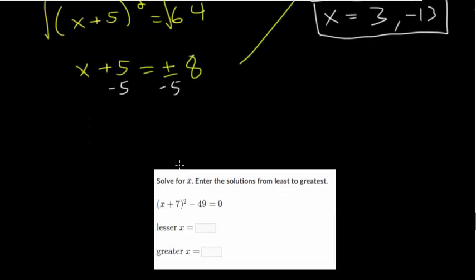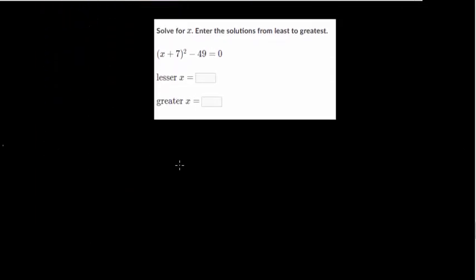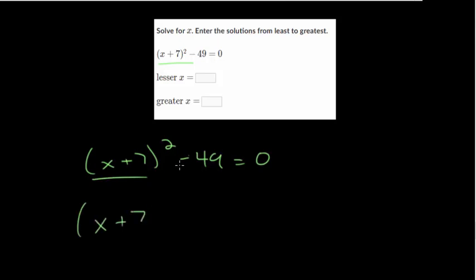So let's keep going. We're going to do 2 more of these, where you have this expression squared. So I'll rewrite it, x plus 7 squared minus 49 is 0. Let's solve it for the squared term. So add 49 to each side. So x plus 7 squared is 49. Now to cancel out the square, we will square root everything.